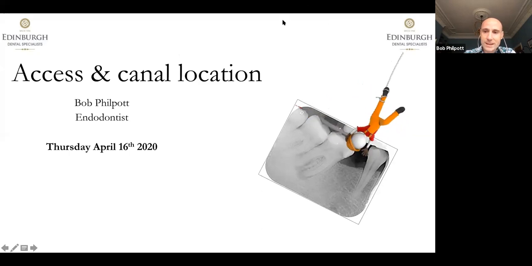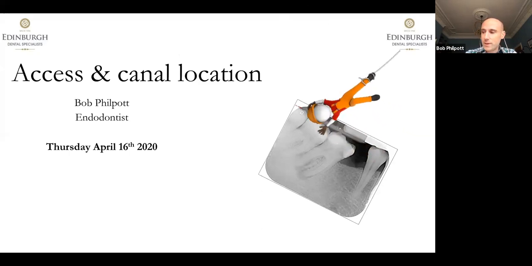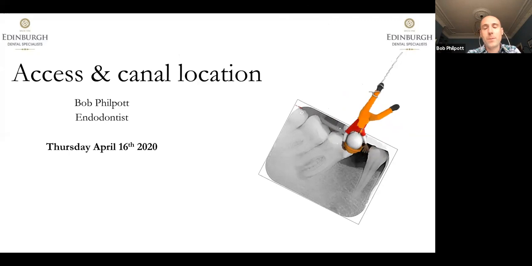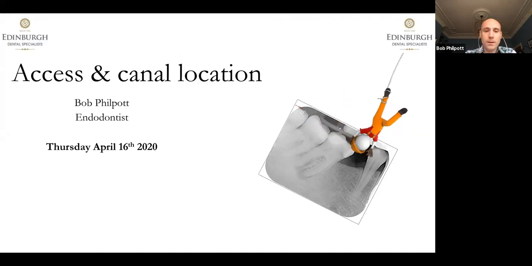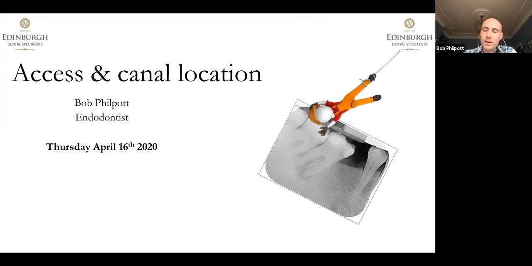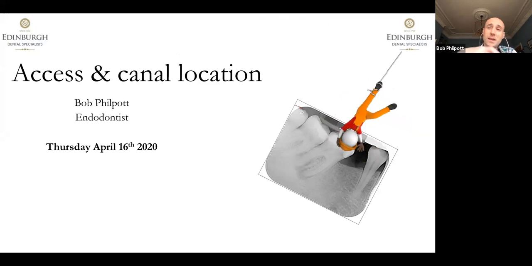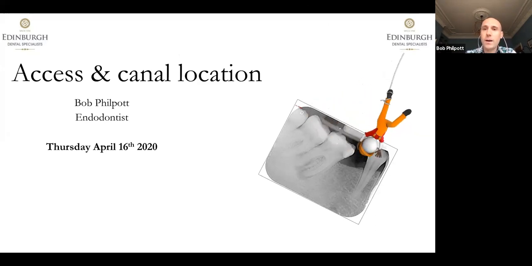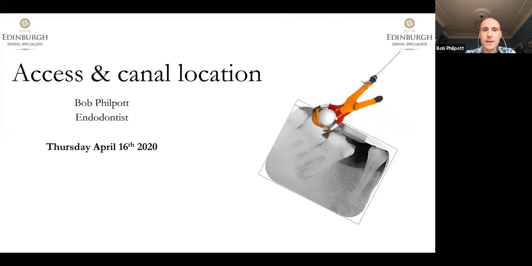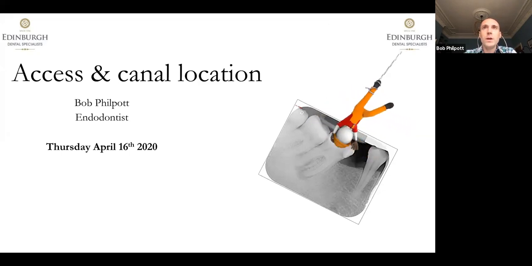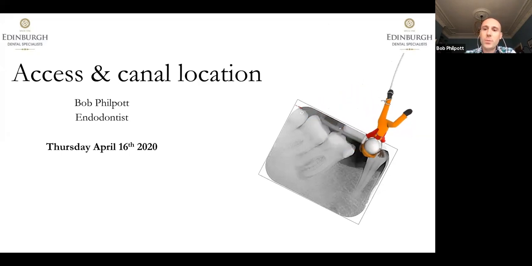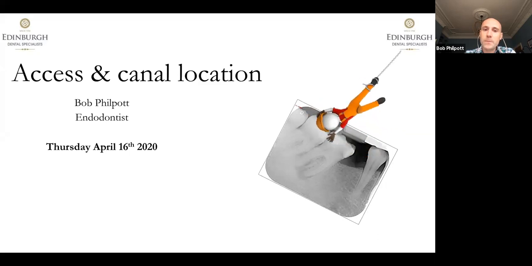So access and canal location. It's interesting, because the first seminar we did on managing emergencies, I felt was really relevant to what was going on at the moment. And I've tried to keep this a little bit relevant to what's going on, to not have it as a generic, just access and canal location. So to deal with some of the things that are particularly topical in that field.